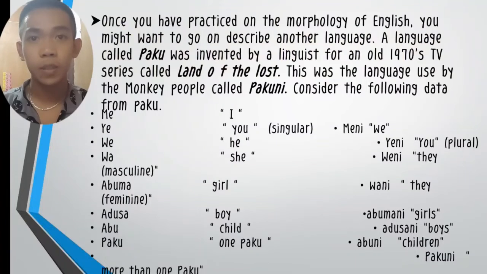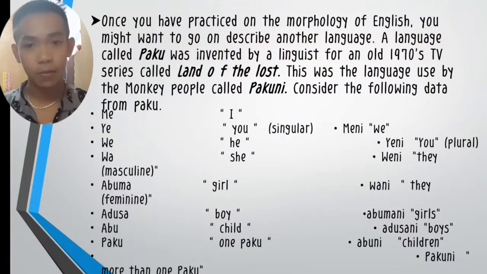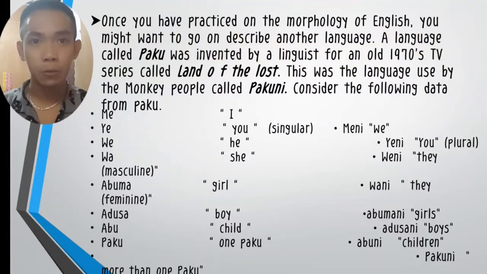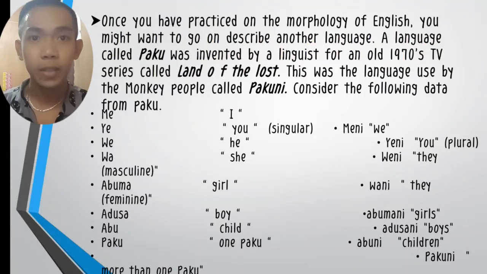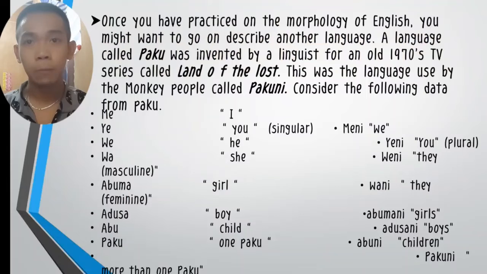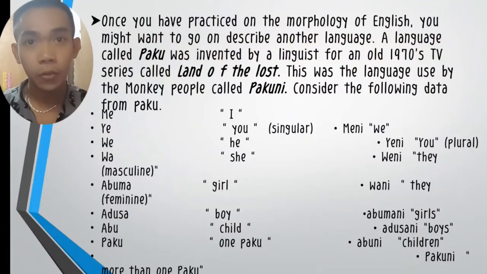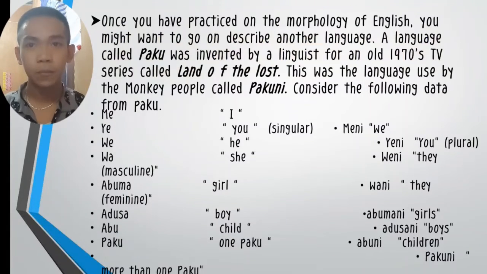Once you have practiced on the morphology of English, you might want to go on to describe another language. A language called Paku was invented by a linguist for an old 1970s TV series called Land of the Lost. This was the language used by the monkey people called Pakuni. Suppose you find yourself in this strange land and attempt to find out what the morphemes of Paku were. Again, you would collect your data from a native Paku speaker and proceed as the Martian did with English. Consider the following data from Paku.